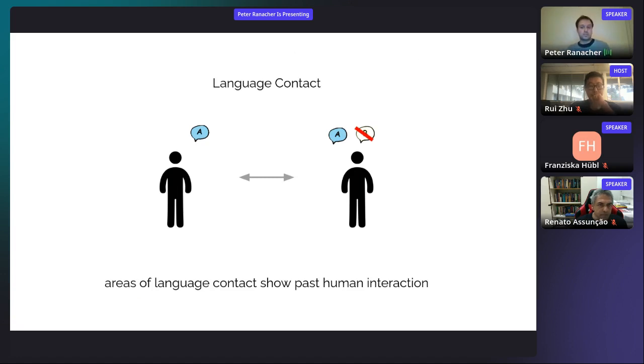And now you might wonder, what could such a property be that people of different languages adapt to or change when in contact? Actually, the word language itself is such a property. The word language in English was actually borrowed from French.